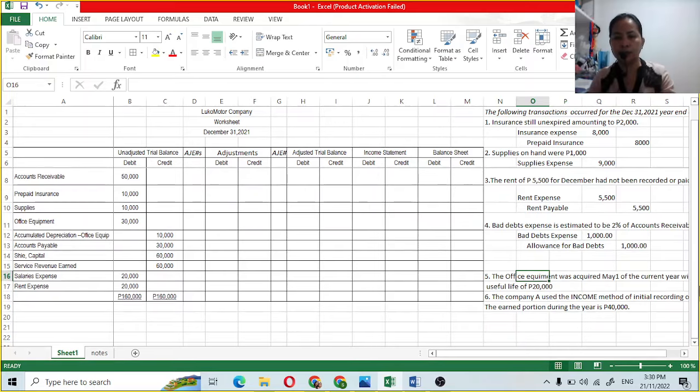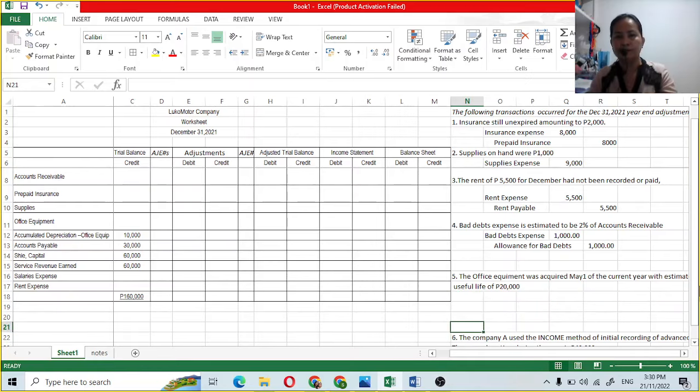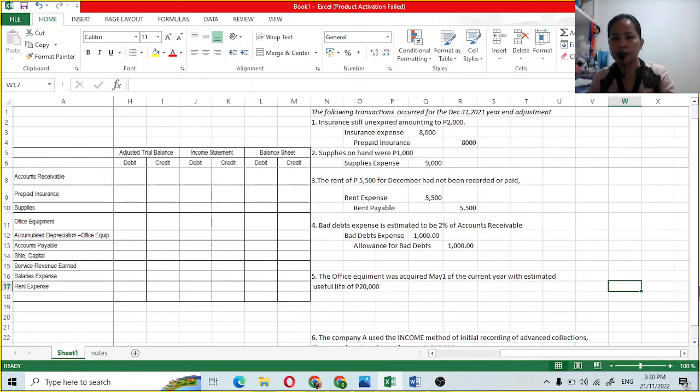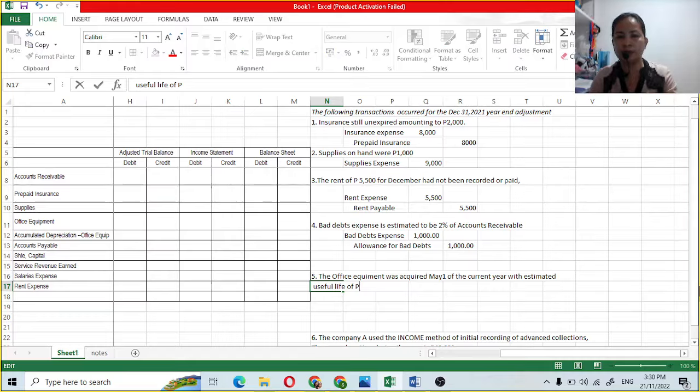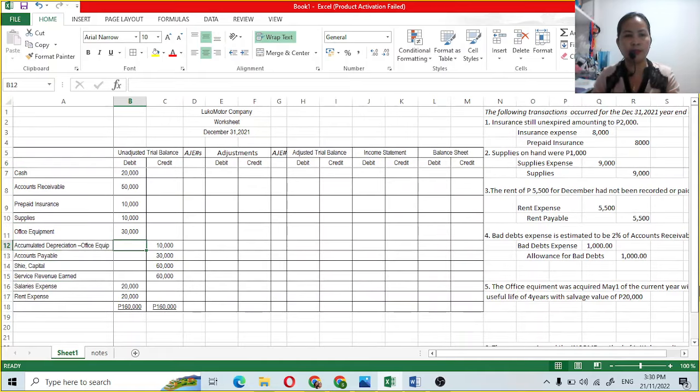Office equipment was acquired May 1 of the current year with estimated useful life of 4 years with salvage value of 20,000 pesos. So, this is AJE number 5. Okay? Bakit useful life? Ano ba yan? Useful life of, this is 4 years, with salvage value of 20,000 pesos. Yan po yan. Okay? So, May 1, office equipment, 30,000. May 1 daw, okay, na-acquire.